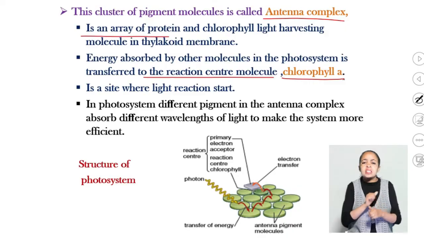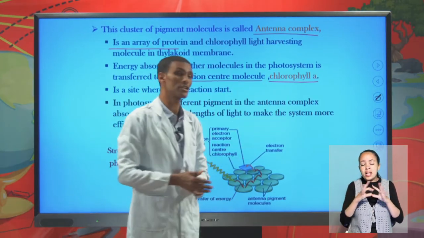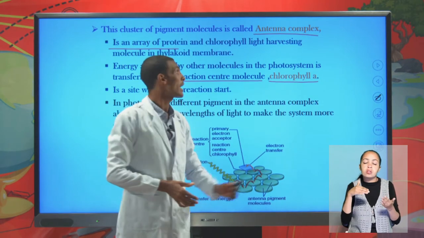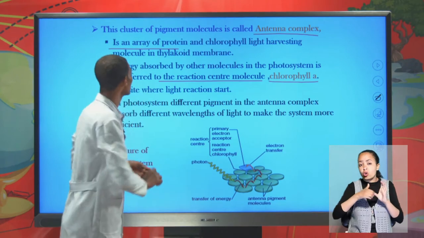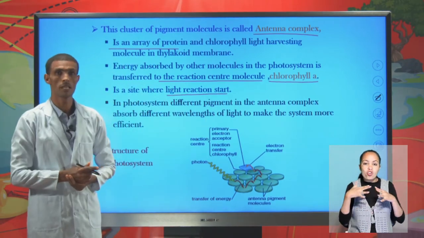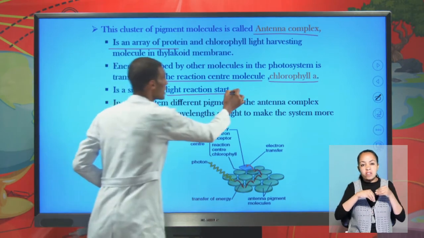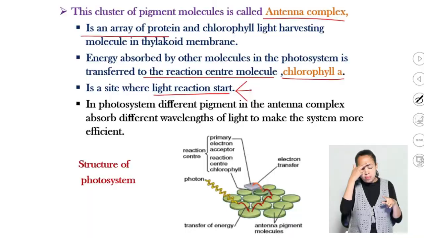The energy captured by the different antenna complexes is transferred to this reaction center molecule. In here, the reaction center molecule, chlorophyll A, is the place where the light-dependent reaction starts. The activity or reactions that take place in the light-dependent reaction take place in here.